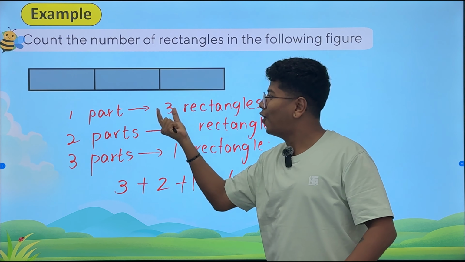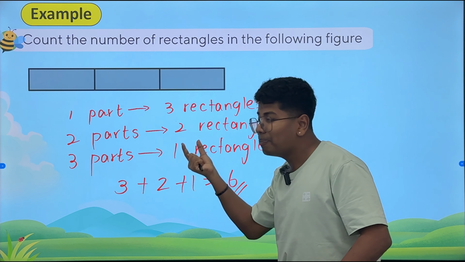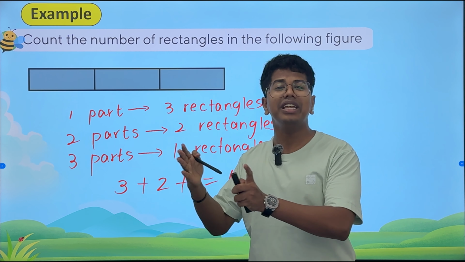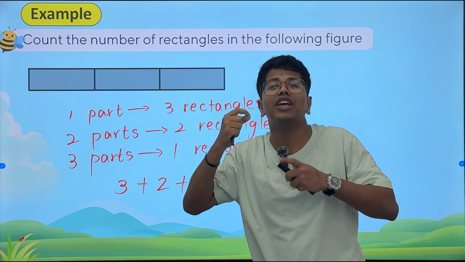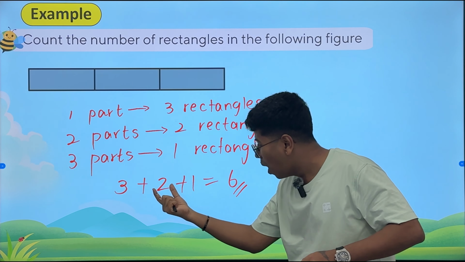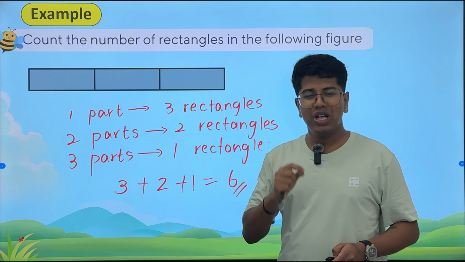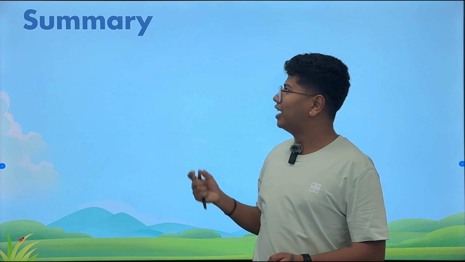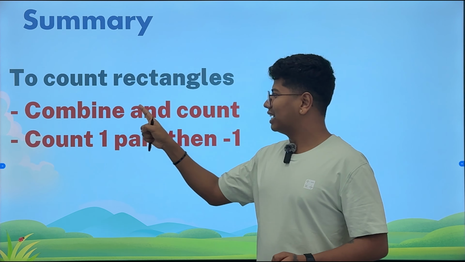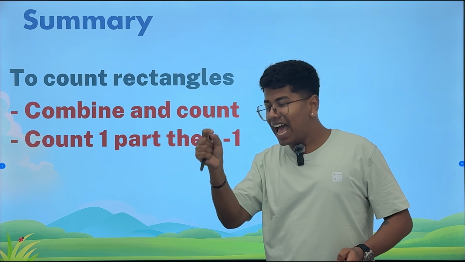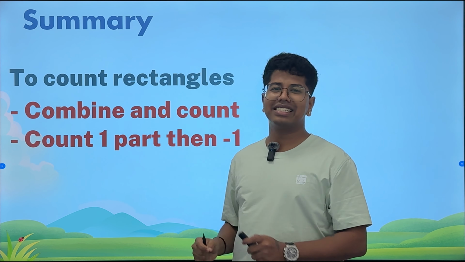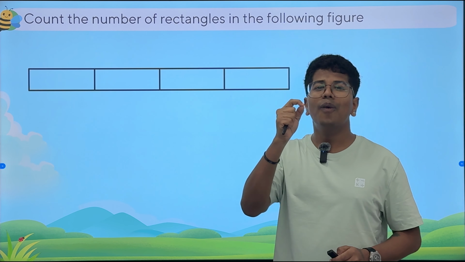So, whatever the number for 1 part is, the other part is just minus 1, minus 1, minus 1, and so on. So, while counting the number of rectangles, there is one thing that we can observe, that the number of rectangles keeps reducing by one, and so on. So here, the next part of the summary, in order to count the number of rectangles, we can observe: combine and count is the first summary, and count just one part, and then the remaining part we just have to minus 1.